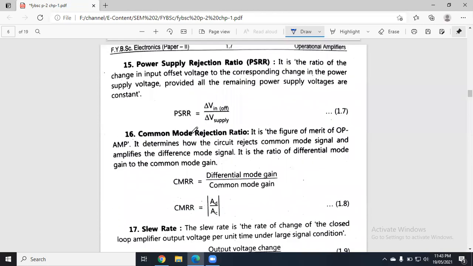The next one is your CMRR, common mode rejection ratio. This is again going to be important. They can ask you an MCQ or one line question on this. CMRR is defined as the ratio of differential mode gain divided by common mode gain. It is written as modulus of AD upon AC. What is AD? It is the differential mode gain. And what is AC? It is the common mode gain.